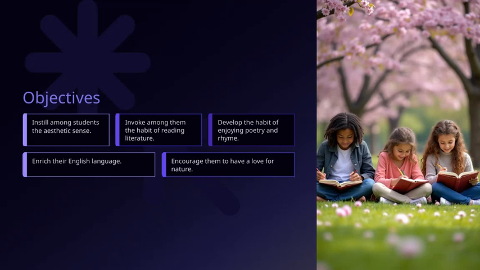Today, I want to talk about the objectives that guide our approach to this course. First, we aim to instill among students an aesthetic sense. This means encouraging an appreciation for beauty in art, literature, and life itself. We want students to develop a deeper sensitivity to the world around them.